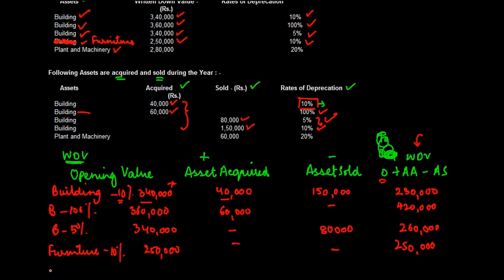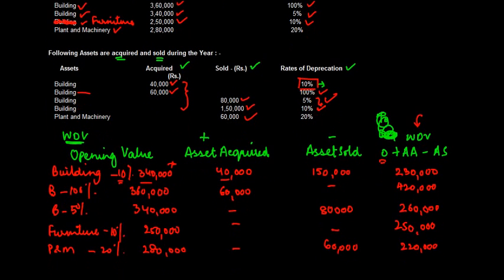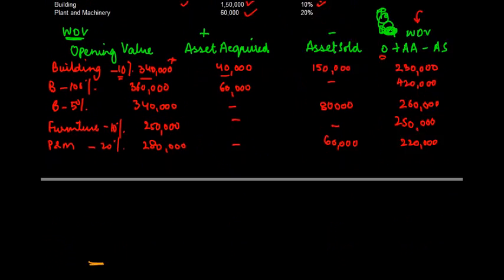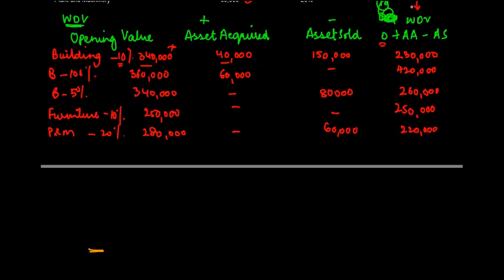Plant and machinery 20%. Opening value 2,80,000. Acquired during the year 0. Sold 60,000. 2,20,000. Now once you basically apply, so this is the closing value.